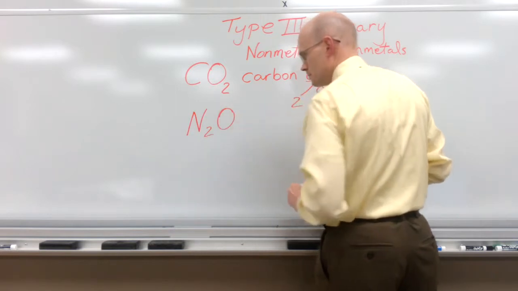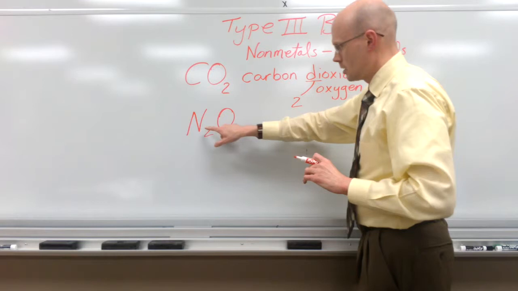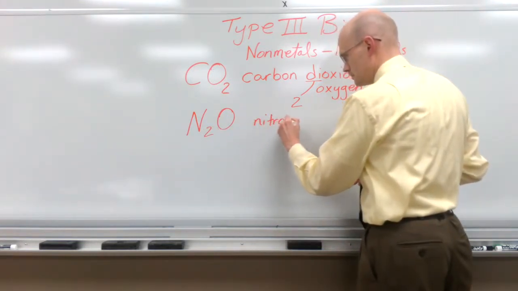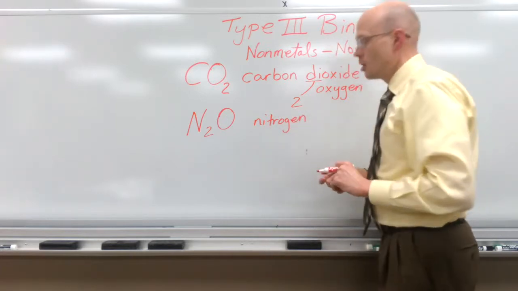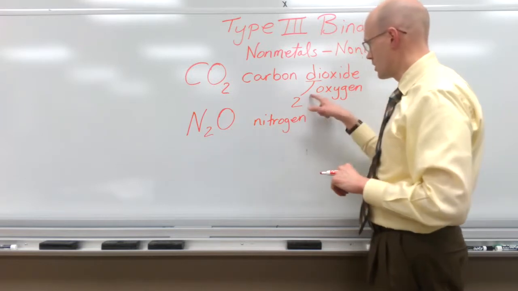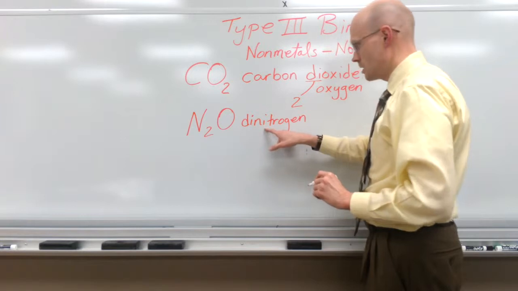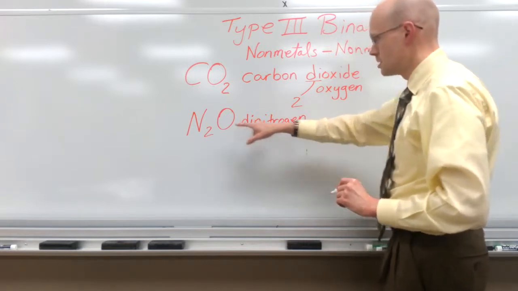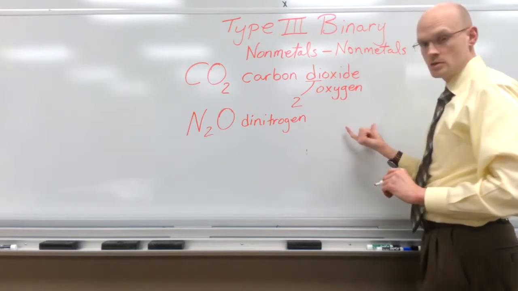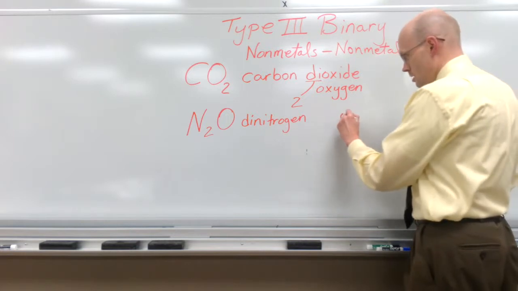Another example, let's say we had N2O. We take the first element, nitrogen, write its name. Now, we need to represent that there are two nitrogens present, so we use the numerical prefix di. So dinitrogen, meaning two nitrogens, so we have that taken care of. Then we come across and oxygen is present, but we're going to change it to oxide.